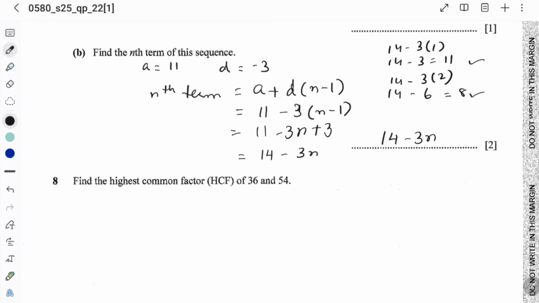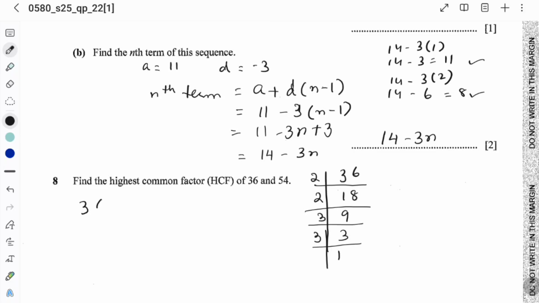Alright, find the highest common factor. It's question number 8. Find the highest common factor of 36 and 54. You can find out together, or if you want you can find out separately. For example, if I'm just checking 36, so 2 times 18 is 36, 2 times 9 is 18, 3 times 3 is 9 and 3 ones are 3. So 36 is equal to 2 squared times 3 squared. Okay, now 54.